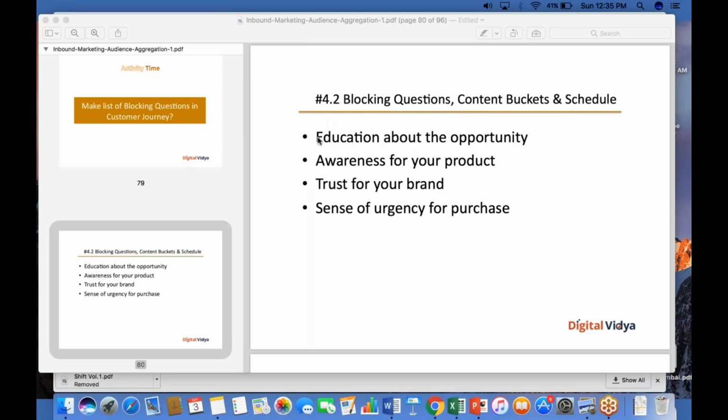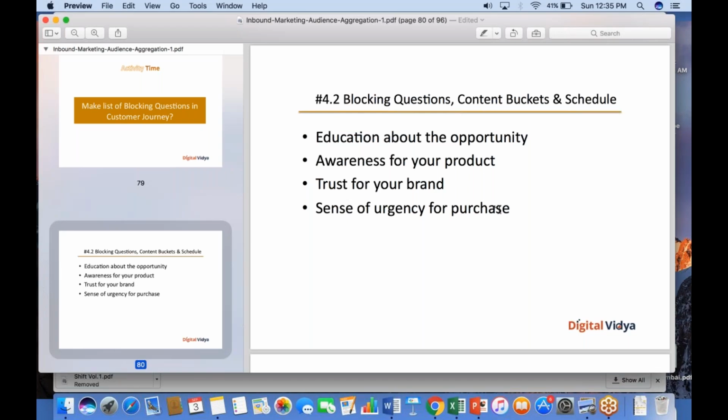This is primarily applicable for brands selling non-standard products like Digital Vidya, for example. So they don't really get why they should consider digital marketing as a career option, or how digital marketing certification can help them, right? That's one kind of question which exists in the consumer's mind.